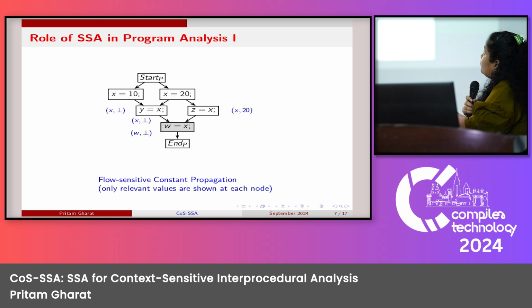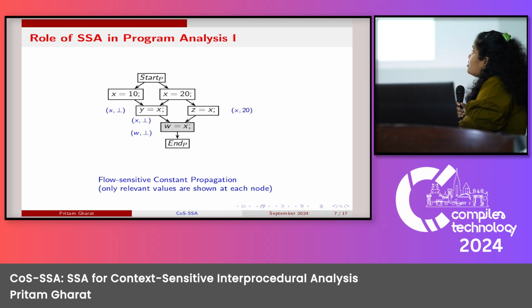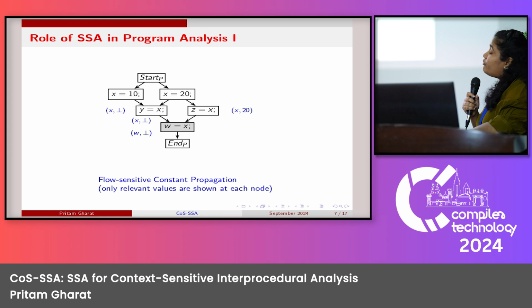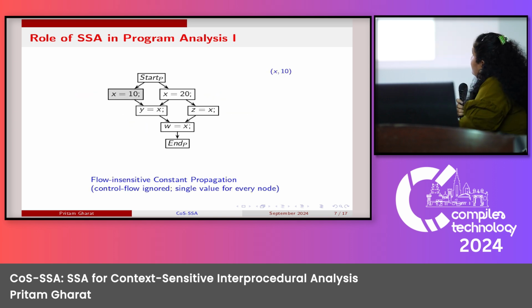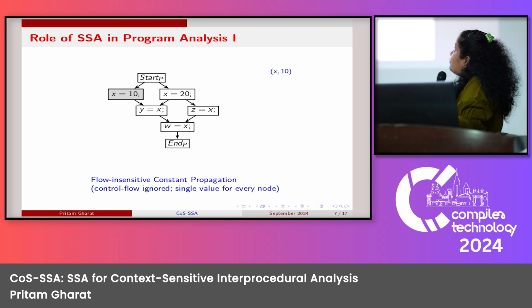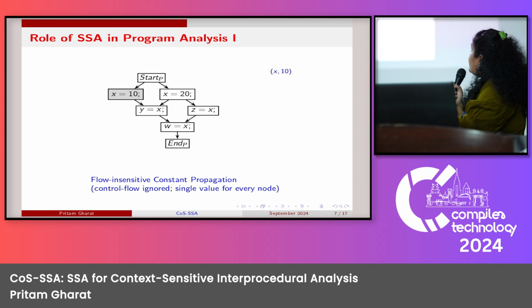So this is a flow-sensitive constant propagation. As you can see, you compute information at every program point, and it could be very expensive and also memory intensive. So there's another option where you do a flow-insensitive analysis. You ignore the control flow within the procedure, and you compute only one piece of information at every program point. Since only one information is computed, we have a data flow information for the complete procedure. So we analyze x is equal to 10 first.